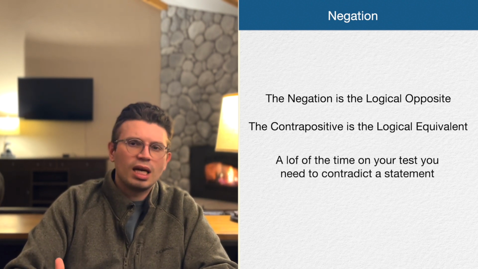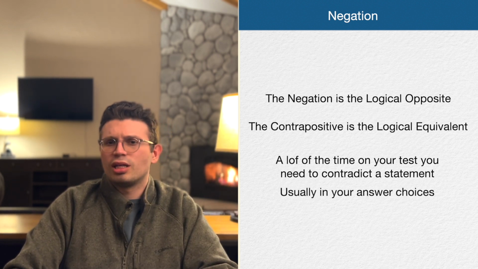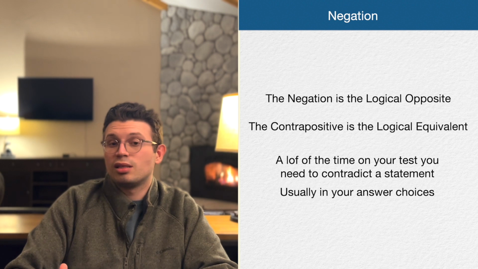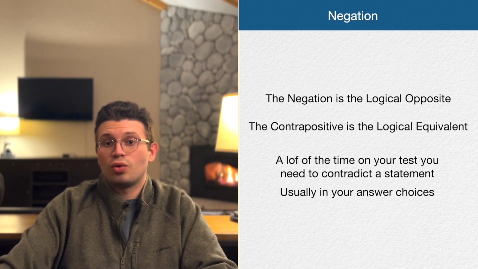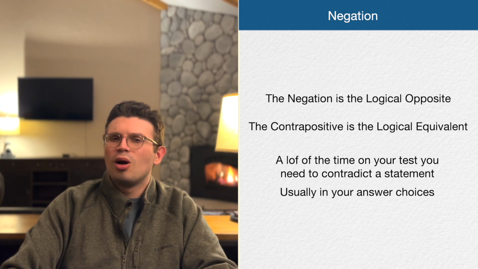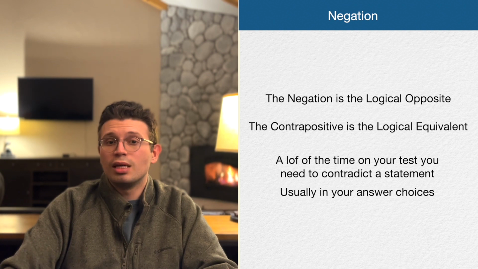Well, a lot of the times on your test, you have to contradict a statement, usually in the answer choices to check if you're right. For example, when we get to your necessary assumption lesson, the way we check your answer choice is we negate it. If the negation destroys the conclusion, then you've got the right answer. But if you don't know how to negate existential quantifiers, you'd never be able to do this. Okay, so that's the usefulness, that's the practical side of existential quantifiers, guys.